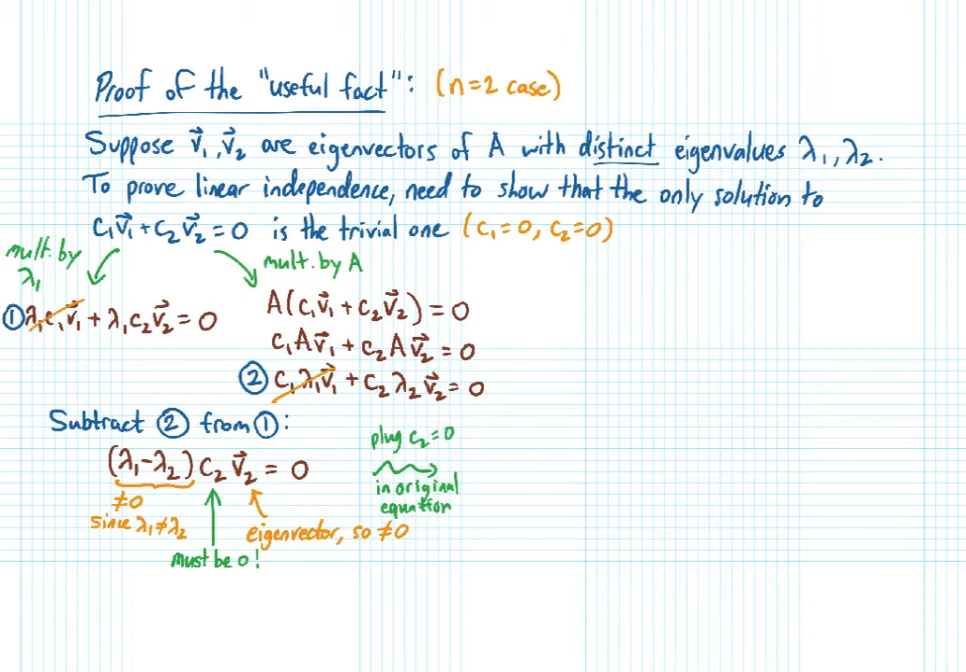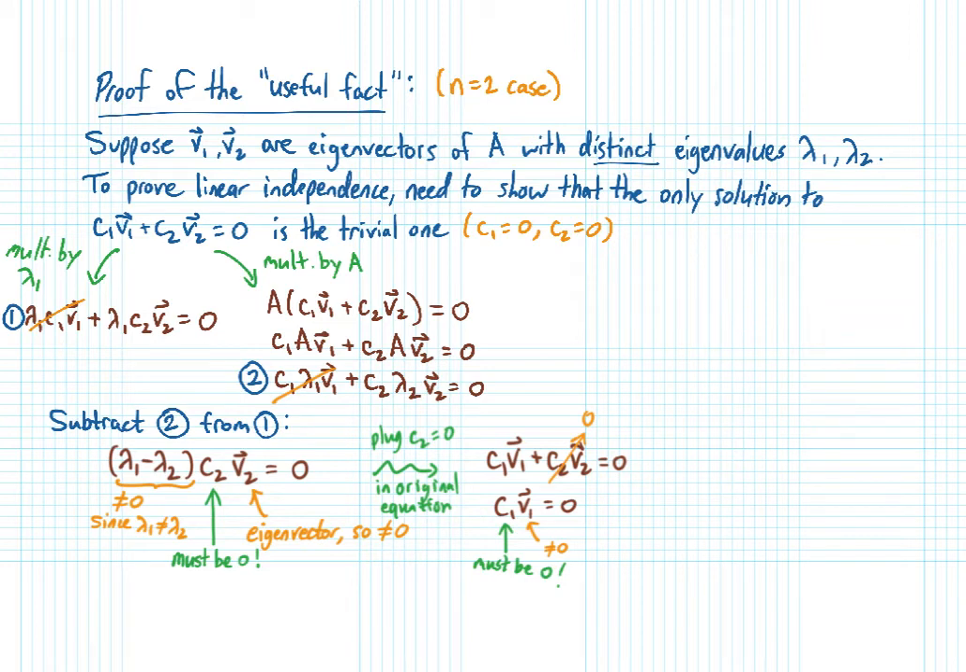And then once we know that C2 is 0, then we can plug that back into the original equation, C1v1 plus C2v2 equals 0, and we get that C1v1 has to be 0. And now it's a similar argument. We know that v1 is an eigenvector, so it has to be a non-zero vector, and the only way you can get 0 in this case is if C1 is 0. And then there you go. We've proven that the only possibility is that C1 is 0 and C2 is 0.